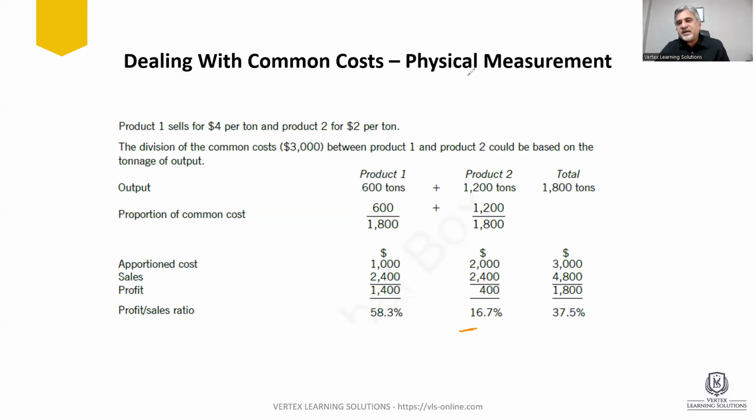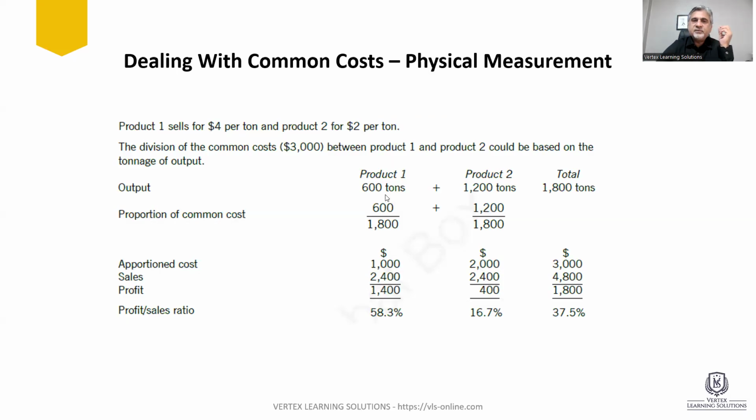So therefore, we say that the physical measurement method is not a fair base. It is not a fair apportionment. So you have a manager X here and manager Y here. Manager Y will always be unhappy. Manager Y will say, you know what, my product is cheap and you are giving me more cost just because I have higher volumes. So I don't like this method. So this is the physical measurement method, which is not really acceptable.